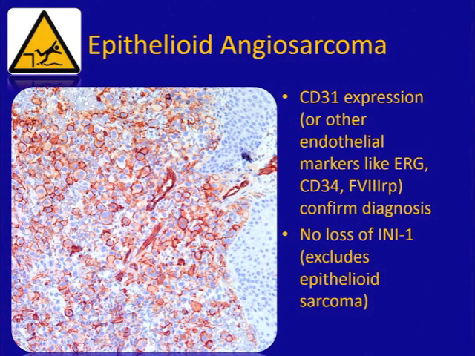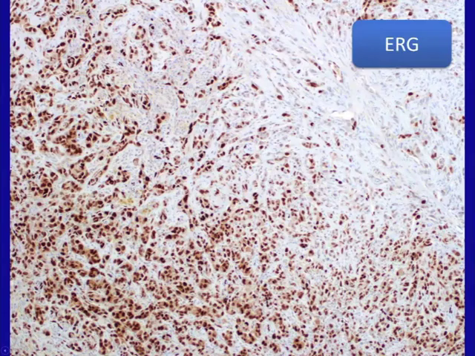And if you're debating about epithelioid sarcoma, you can use INI1, which will be retained in angiosarcoma and most other tumors, but lost in epithelioid sarcoma. So here's an example of ERG. It's a beautiful nuclear stain. It's very clean and relatively specific, although epithelioid sarcoma can sometimes also express ERG, and prostate cancer often expresses ERG. So there are a couple of other things, but overall I think ERG is a really useful marker.